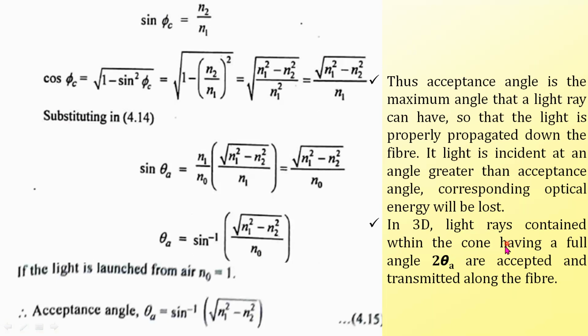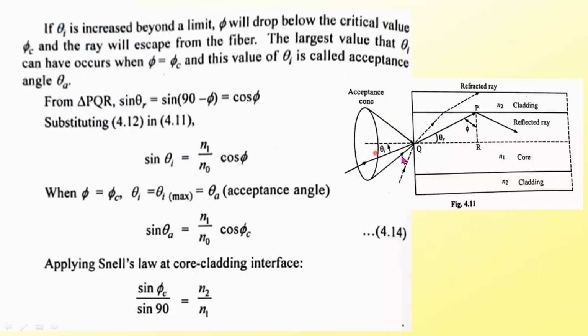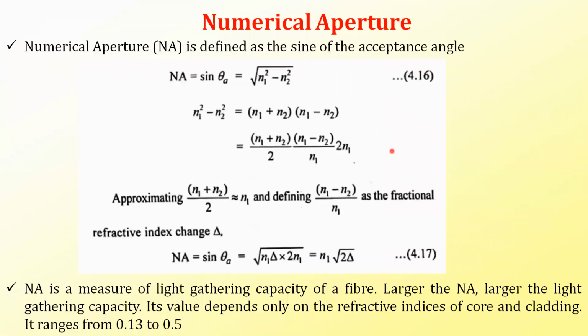So in three dimensions, light rays contained within the cone having a full angle of 2 theta are accepted and transmitted along the fiber. If you take the two dimension, this is not an angle. This will become like a conical shape like this, right? So instead of this theta, you have to consider this 2 theta, because we are considering 3 dimensions. So 2 theta will become the acceptance cone. So in this, we have found theta is equal to sine inverse root of n1 square minus n2 square, right?